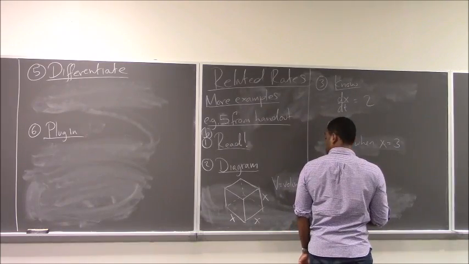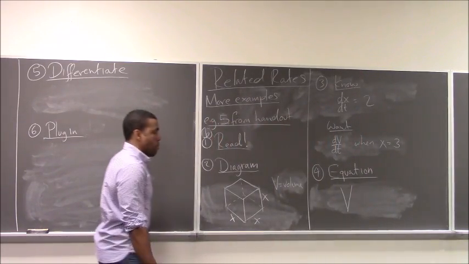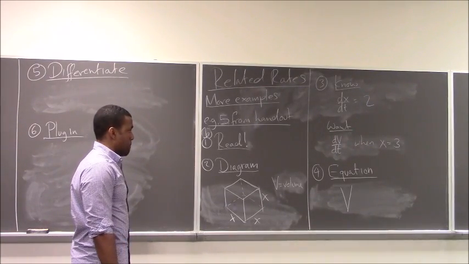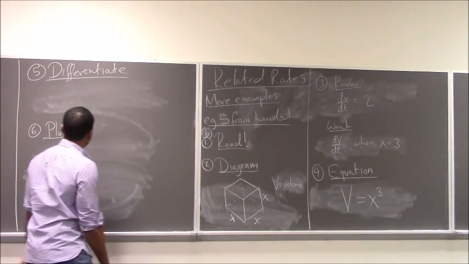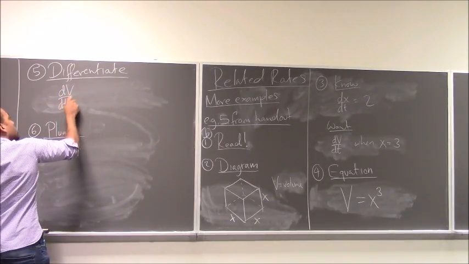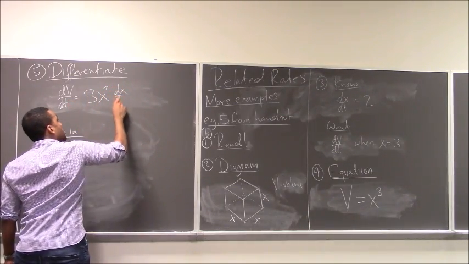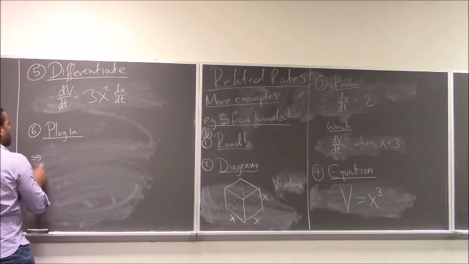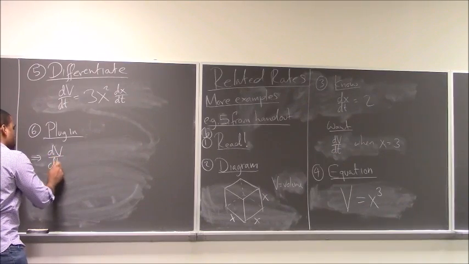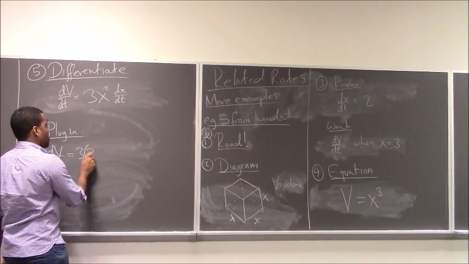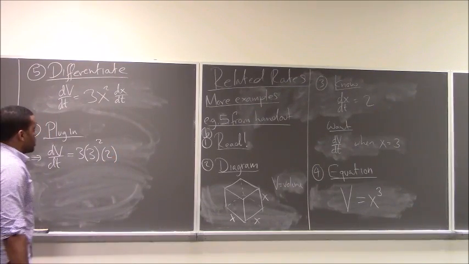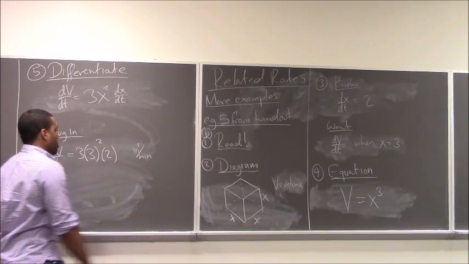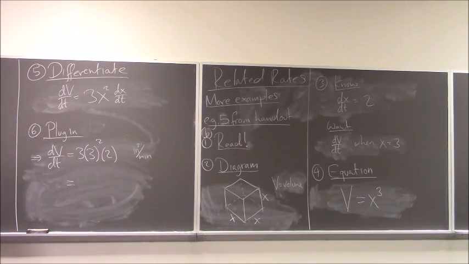So what's the equation that relates V and x? How do you find the volume of a cube? x cubed. Length times width times height. Differentiate that. Derivative of V is dV/dt. Derivative of x cubed is 3x squared dx/dt. So now we're going to plug in. dV/dt we don't know, it's what we want to find. We have 3 times x squared, and our x is also 3, and our dx/dt is 2. And this is volume, so it's going to be in cubic inches per minute. So what's that? 54.